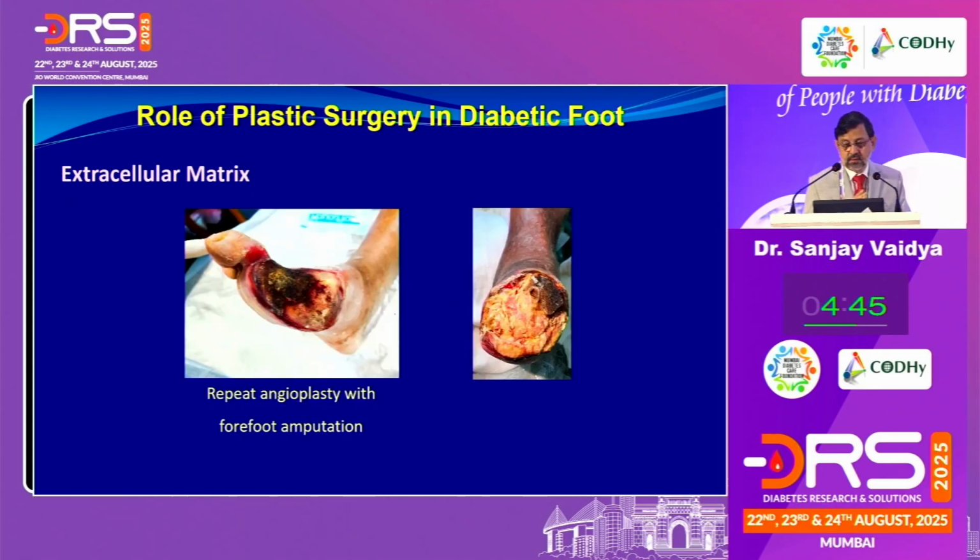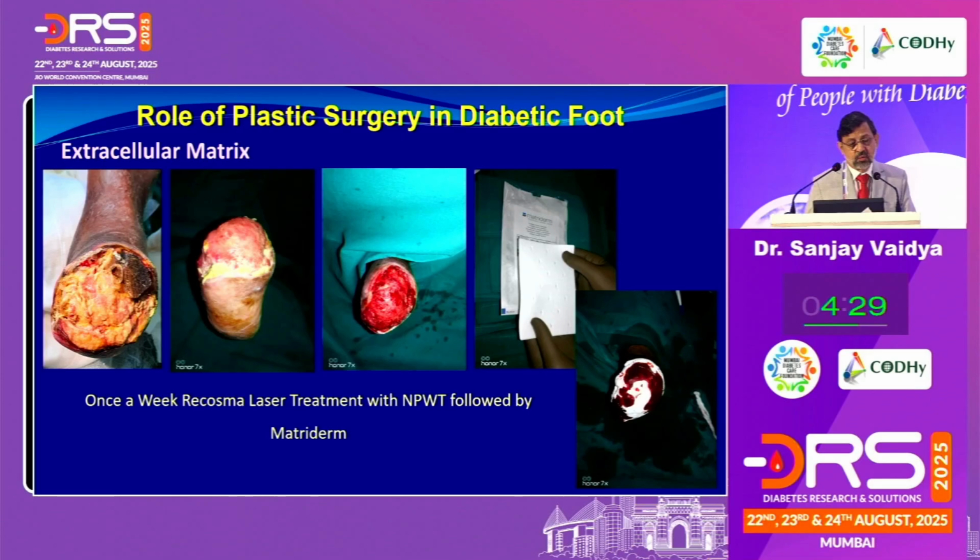Again, I got a repeat angioplasty done and did a proximal forefoot amputation, almost a mid-foot amputation. Not looking good at all. I thought he was a candidate for below knee amputation. The patient was absolutely reluctant to undergo a higher level amputation. He said, "Doc, try to save my leg." So you have to be patient.